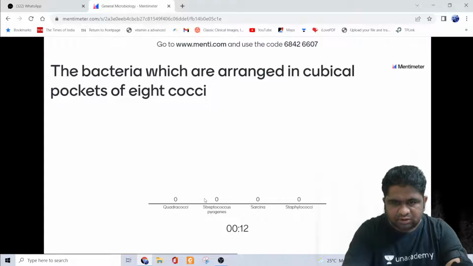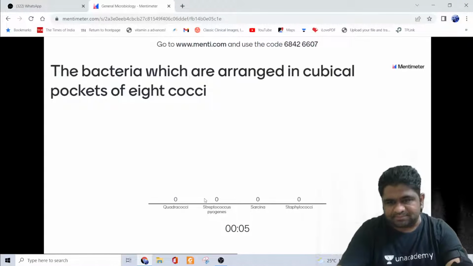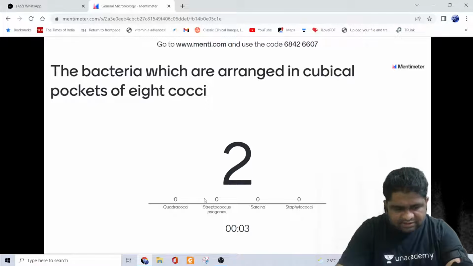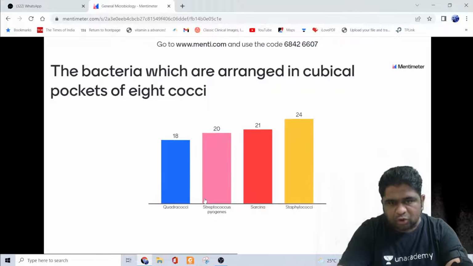Quadracocci, Streptococcus pyogenes, Sarcina, Staphylococci. Which one is cocci arranged in cubical packets of 8 cocci? Excellent, Asida Shashraf, but you can give me the answer on the app so that you will be counted.